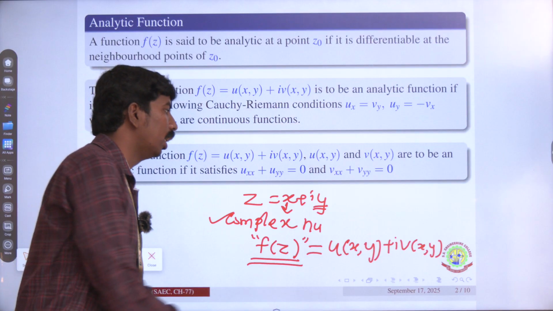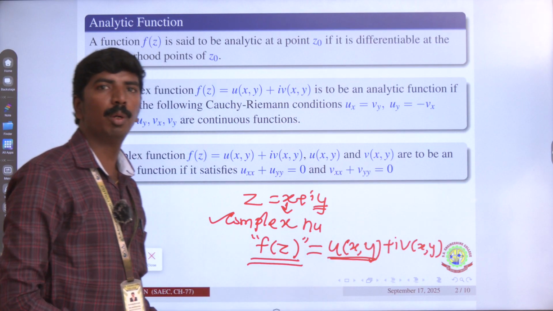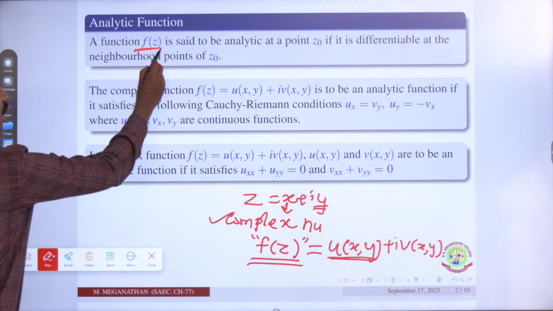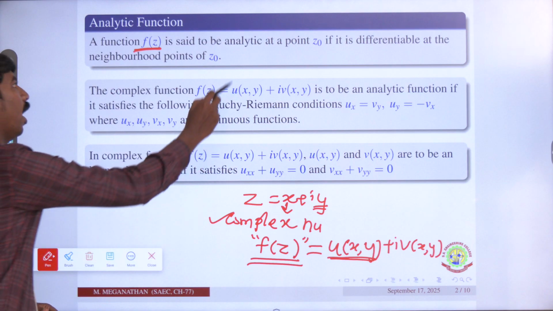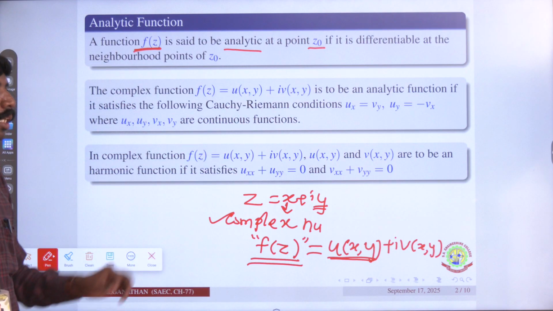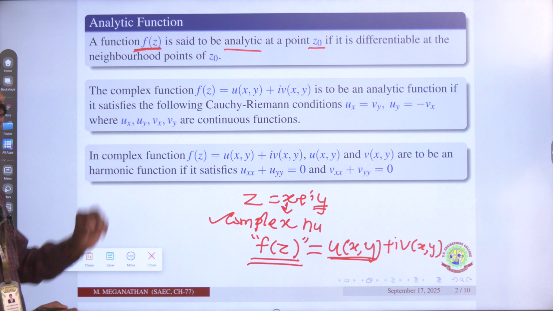And in f of z, u of x comma y is the real part and v of x comma y is the imaginary part. So now let us see, any function f of z is said to be an analytic function at a particular point z naught if it is differentiable at the neighbor points of z naught.